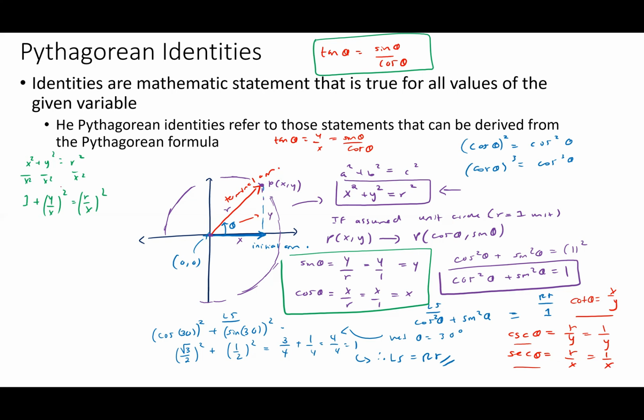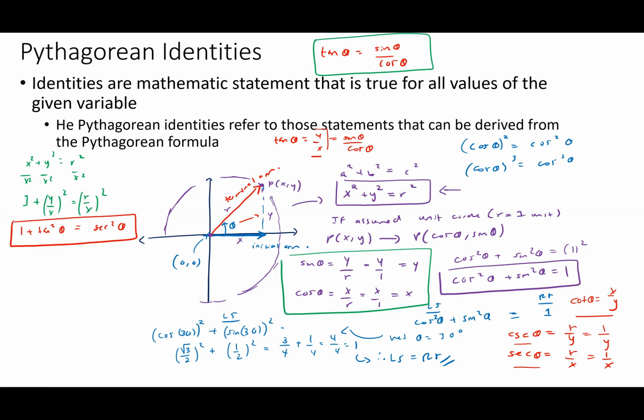We divided all of our terms by x squared, right? In this case, you have y over x. Well, y over x is associated with tan theta, right? Because we had y over x here. So this is 1 plus tan squared theta, because we have tan theta squared, is equal to r over x, which is basically secant squared theta. This is another Pythagorean identity that we can always prove.